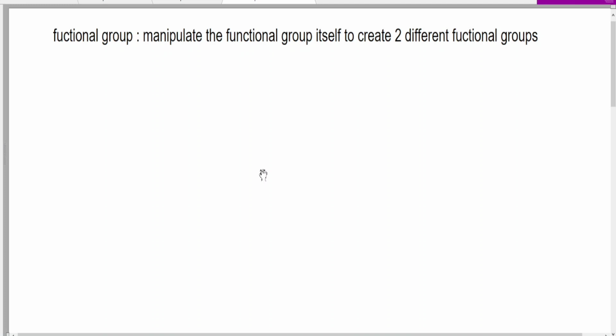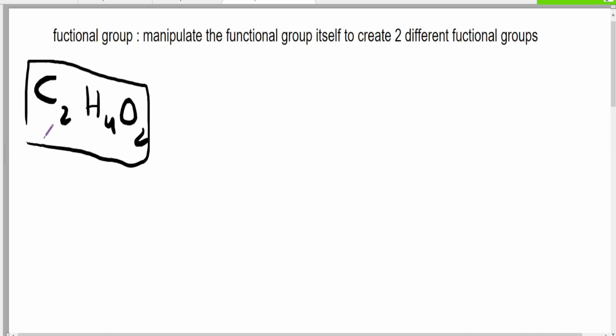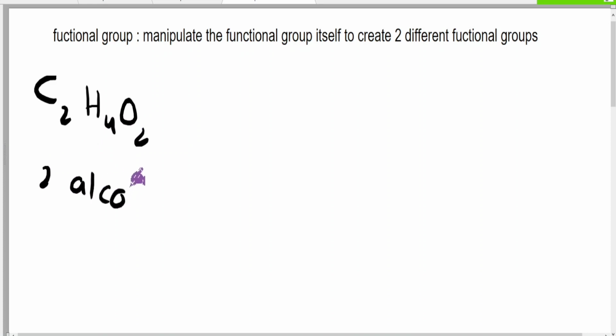On to the last one, functional group isomerism, which is when you manipulate the functional group itself to create two different functional groups. Well, let's say I have C2H4O2, right? And what are the different functional groups that can be formed in this molecular formula? Just the possibilities. I can have two alcohols. Can I have two alcohols? Yeah, because I think we can, but we'll see.